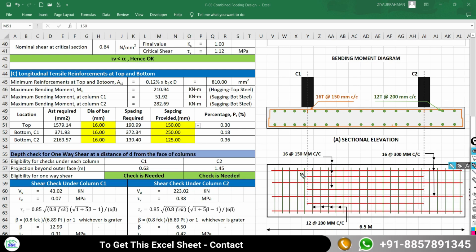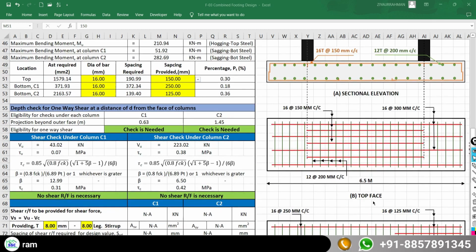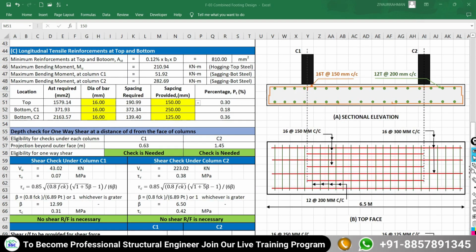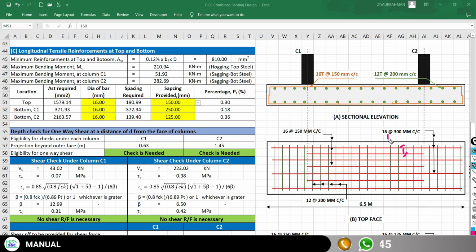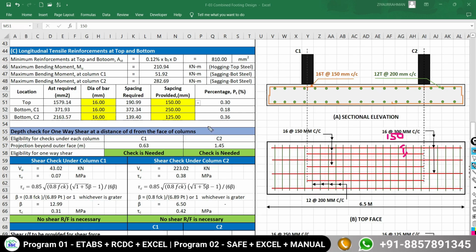So longitudinal reinforcement at the top face, this is the layout for the top face reinforcement for the longitudinal reinforcement. So main reinforcement here is required between C1 and C2. So spacing is 150 mm center to center. That is what is safe as per the design requirement.